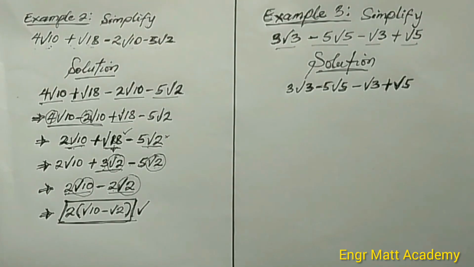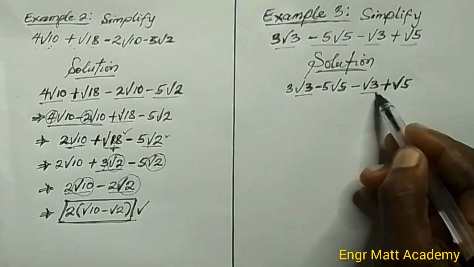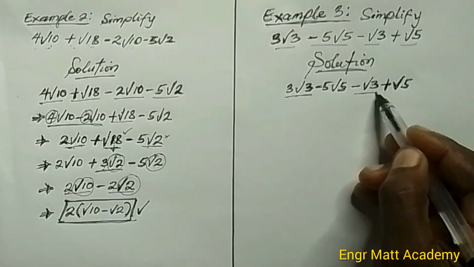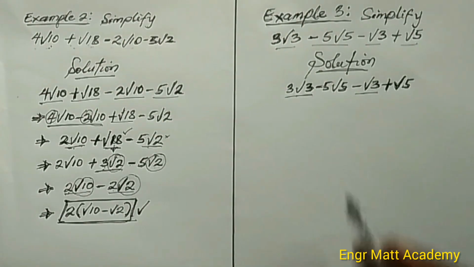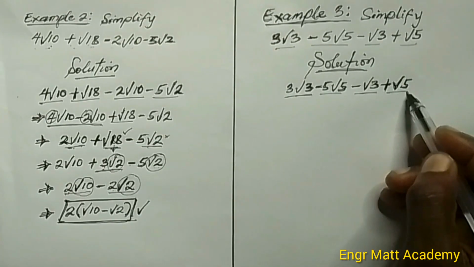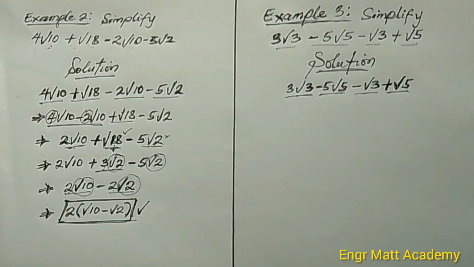As always, first find out if the surds are like surds or unlike surds. The first term here, we have root 3 and we also have root 3 here. So 3 root 3 and minus root 3 are like surds. Here we have minus 5 root 5 and plus root 5. So minus 5 root 5 and plus root 5 are also like surds. So let us collect the like surds on one side.